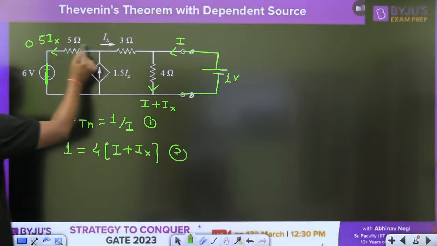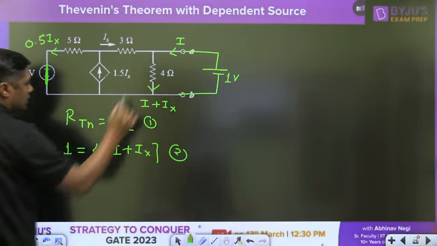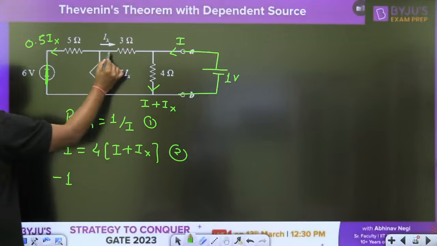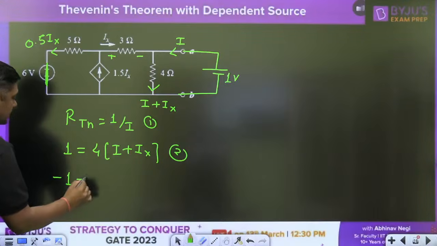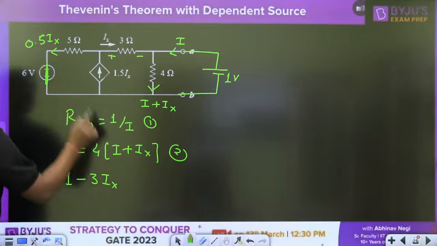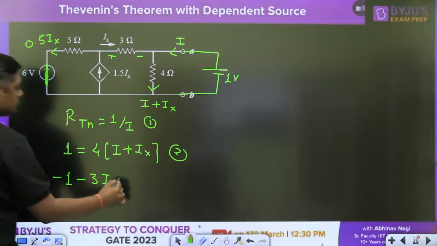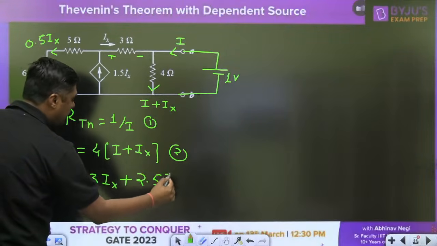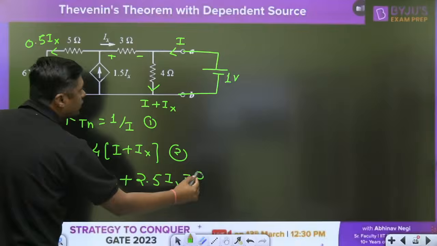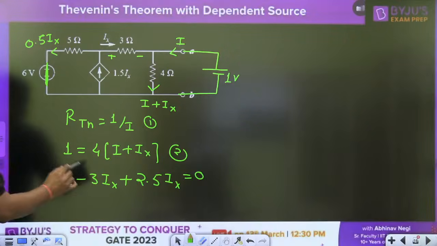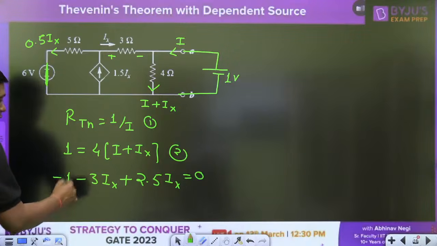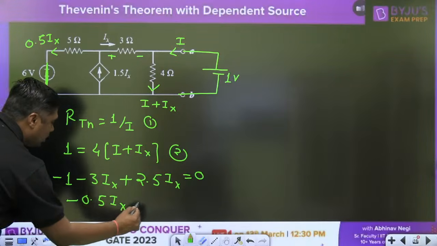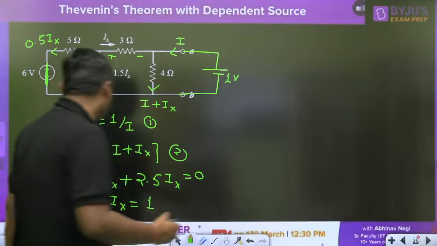Now write down the KVL from this point to this point. You will write minus 1, this is the minus 3 Ix, this is the plus, this is the minus 3 Ix, plus 5 into 2.5, it will become 2.5 Ix, is equal to 0. Now give me the value of Ix. This is the 1 there, and minus 0.5 Ix is equal to 1 here. What is Ix equal to?